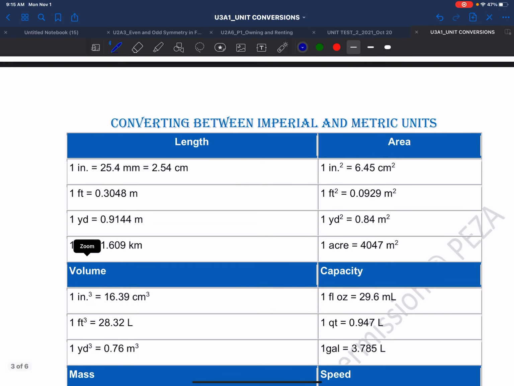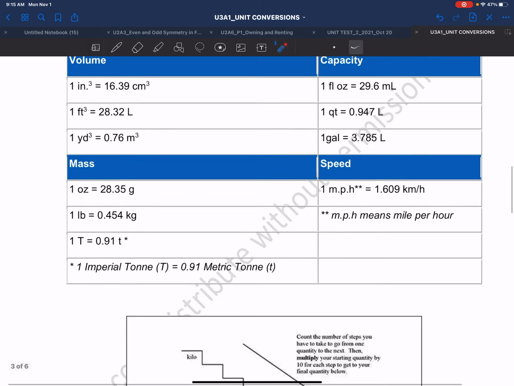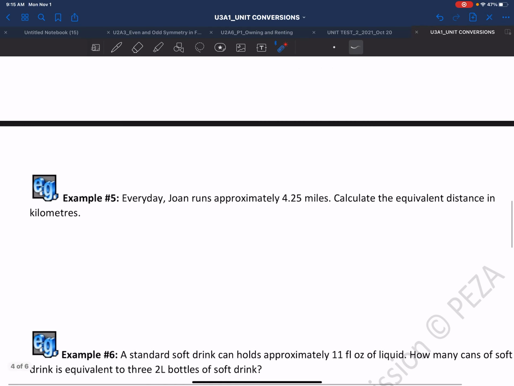Hello and welcome back to Unit Conversions. This is the second part of the first lesson, Geometry Unit, Foundations for College Math. So this time we are trying to convert between imperial and metric units. So let's get started with our first example.